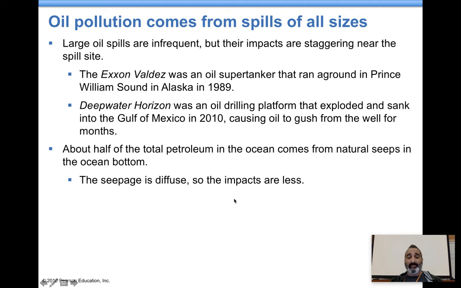Oh, and by the way, last minute, about half the oil that makes its way into the ocean is from natural seeps. So there are natural cracks in the earth. Oil is naturally being discharged in the ocean, but these aren't as bad. Why? Because they're happening at smaller rates, and they're not affecting large areas at one point like these major catastrophes did.